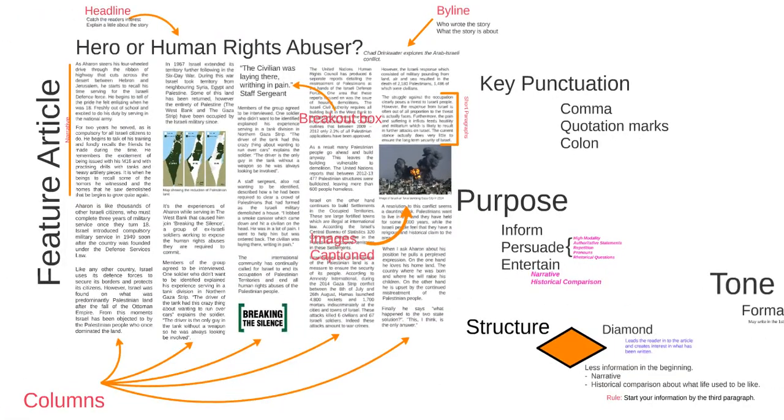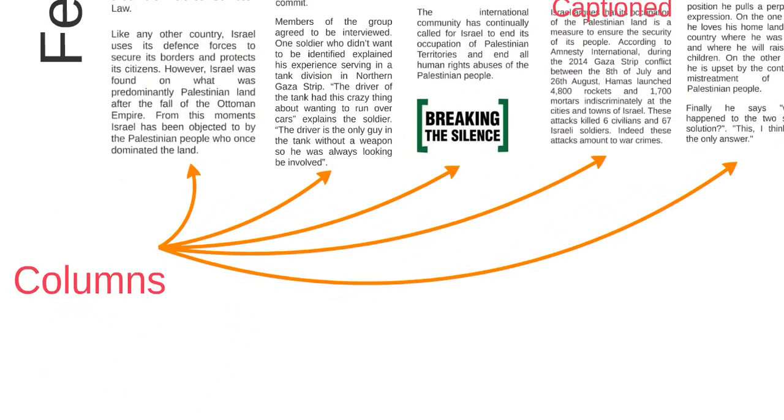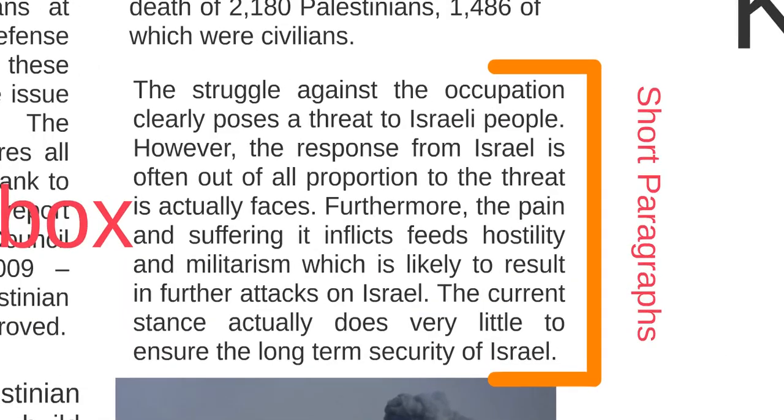Let's begin by looking at the main points of a feature article. One of the first things you'll notice is the use of columns. Columns are designed to break the information up to make it appear easy to read to the reader. For this very reason, we also use short paragraphs. It makes the reader believe that they're going to be dealing with very short, sharp chunks of information.